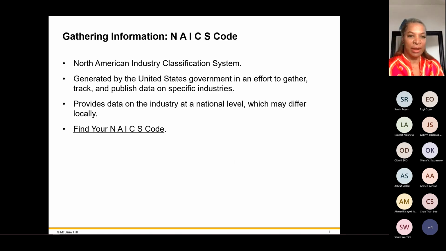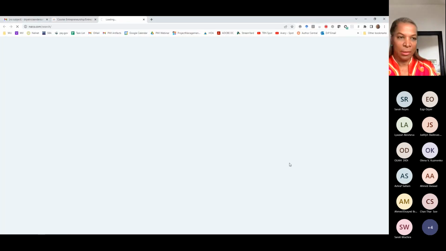So in North America, we have the North American Industry Classification System, NAICS. And that is where the government publishes data about specific industries. So you can see in your industry who your competition is. So let's go ahead and take a quick look at the NAICS code via this hyperlink.